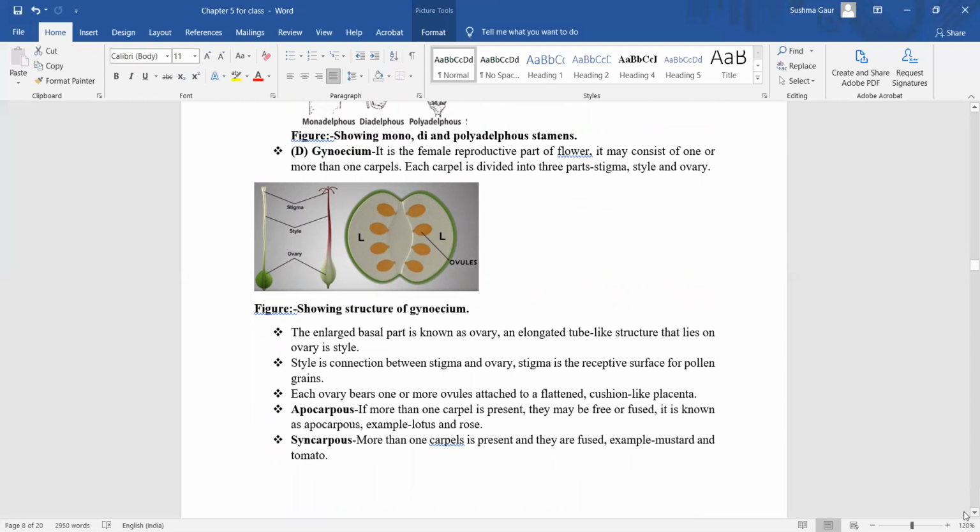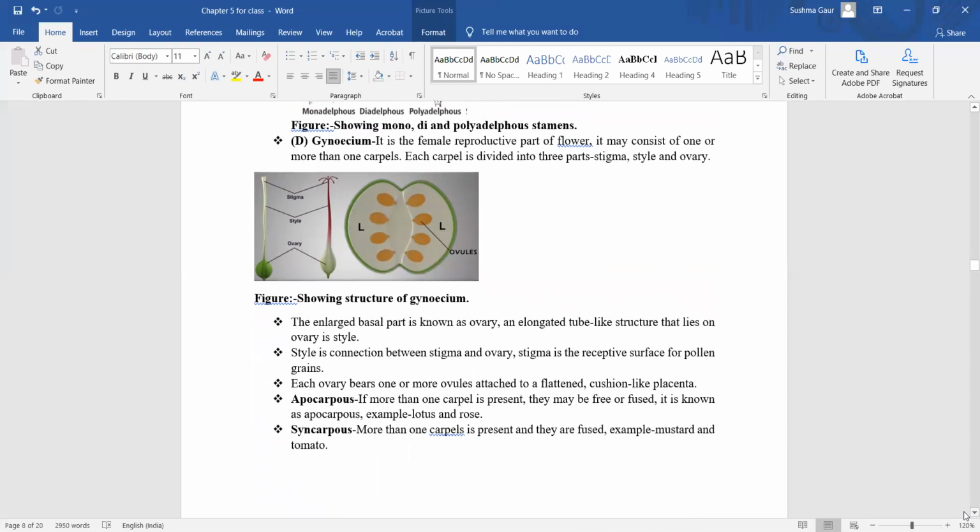Yes, ma'am. Okay, so the fourth part of the flower is gynoecium. It is the female reproductive part of the flower and it consists of one or more carpels. Each carpel is divided into 3 parts: stigma, style, and ovary. So this is the diagram of a carpel. This top portion represents stigma, this pipe-like portion represents style, and this is the ovary within which the ovules will be present.